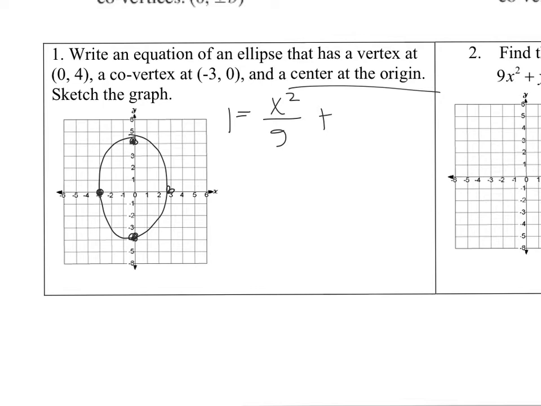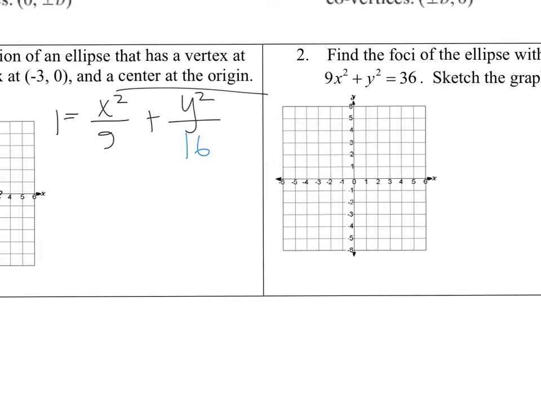Then I figure out the number underneath y squared by taking this distance, which is called the vertical axis, halving it, so that gives me 4, and then squaring it, so that's 16.